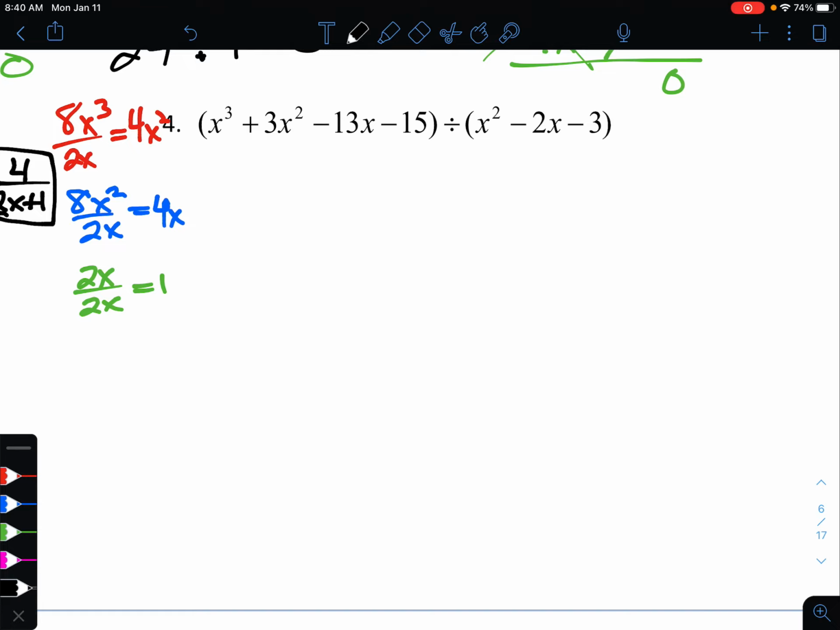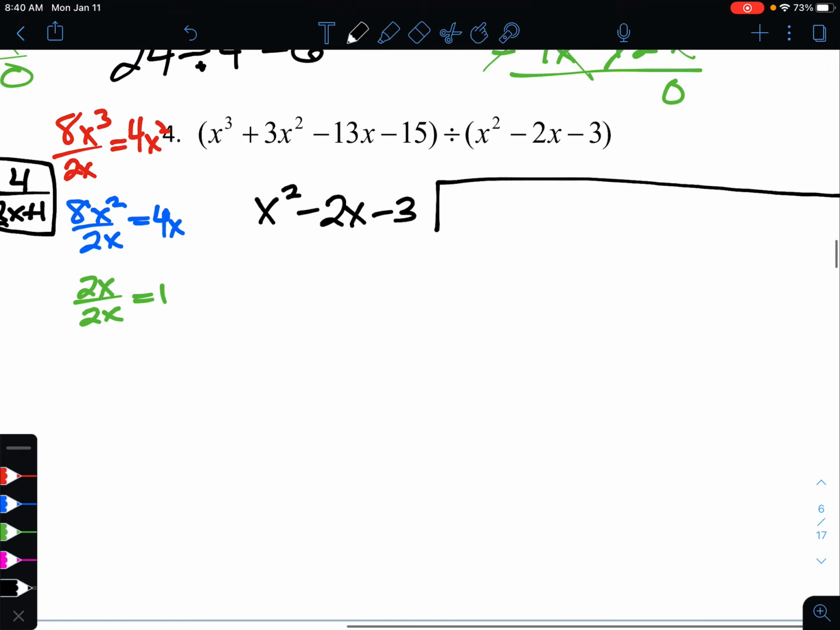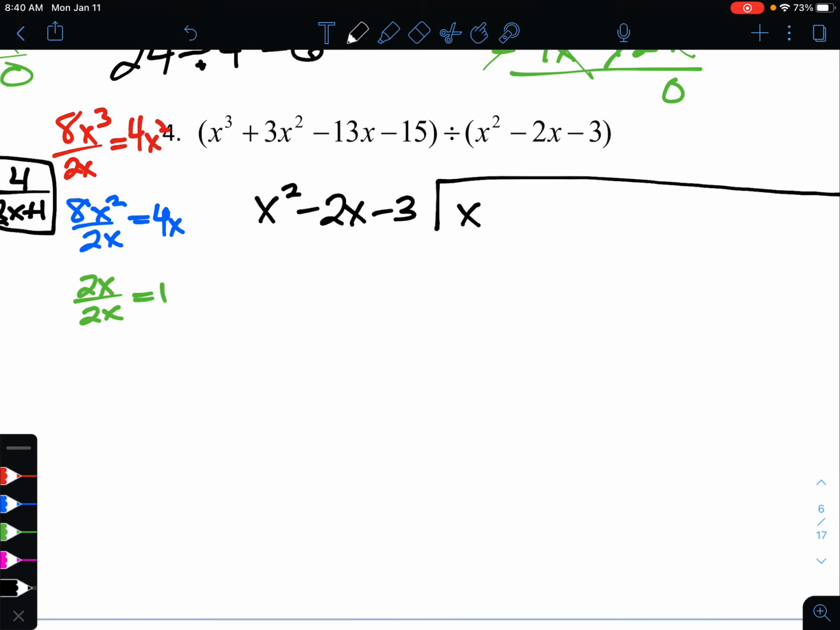In fact, we're going to still set it up the same way. So what we're dividing by is going to go in front of our division bar. And then underneath our division bar is going to go our polynomial, x cubed plus 3x squared minus 13x minus 15.